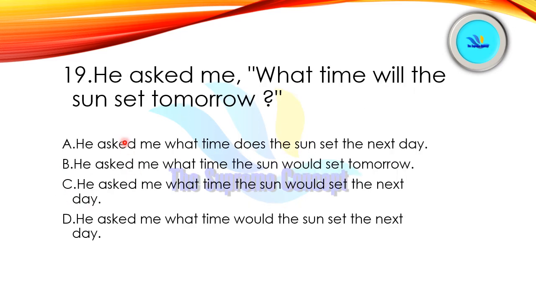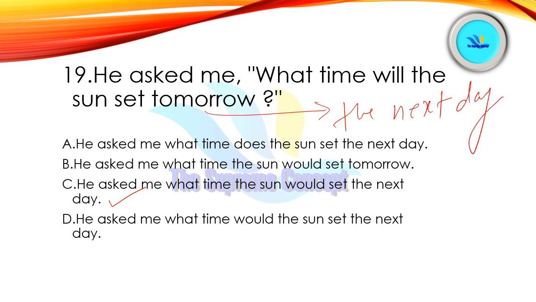So let us move. He asked me, what time will the sun set tomorrow? So mark your answer. Just give it a pause. Option C is correct here. He asked me what time the sun would set the next day. Tomorrow is converted into the next day, and will is converted into would as per the rule of direct and indirect speech. So option C is the correct answer.